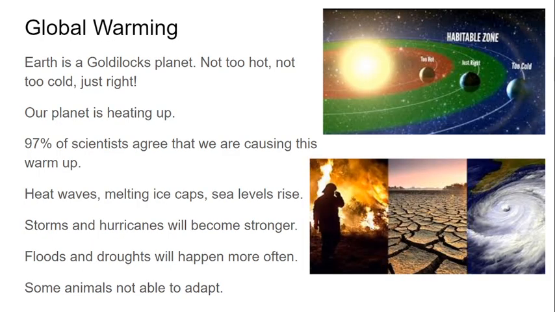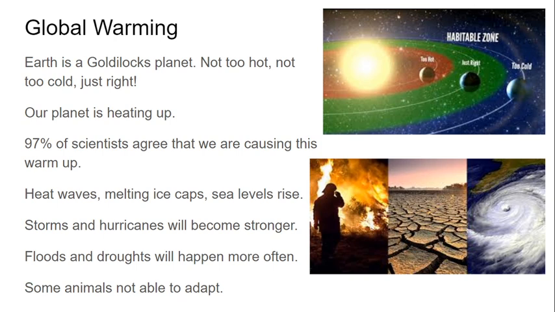Now, we left off with global warming. So remember, global warming is when the overall climate is starting to change. It is starting to increase, not just the day-to-day weather, but the overall climate. Now, Earth is right now a Goldilocks planet. So just like the story, our temperature is not too hot, not too cold, it's just right.